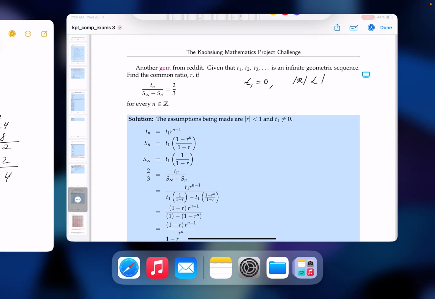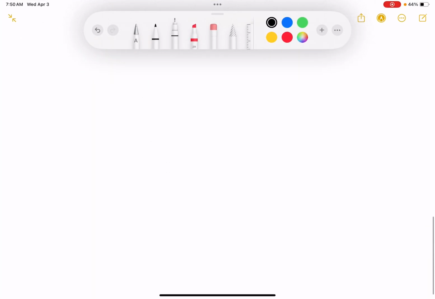All right, let's go to the whiteboard, and let's go through it. And I'll write it down. And what are we writing down over here? One thing I'd write down is what they've given me: Tn over S infinity minus Sn, that's the nth partial sum, by the way, is equal to 2/3. And they say for all n. Now, what n are they talking about? 1, 2, 3, and so on. All right? So, again, conditions are T1 is not equal to 0. R is, I'm saying R is a proper fraction. The absolute value of R is a proper fraction.